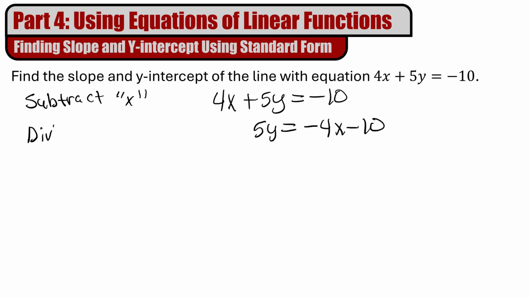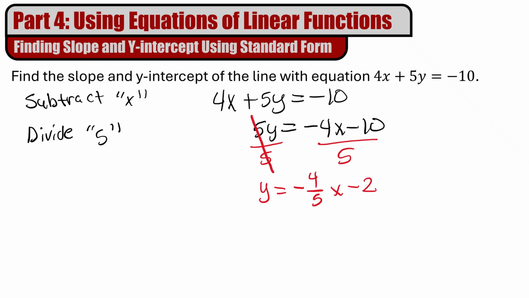Next, divide the whole equation by 5. After dividing by 5, the equation will be in slope-intercept form. The equation will be y equals negative 4/5 x minus 2. Negative 4/5 is located where m, the slope, is, and negative 2 is located where b, the y-intercept, is. So the slope is negative 4/5 and the y-intercept is 0, negative 2.